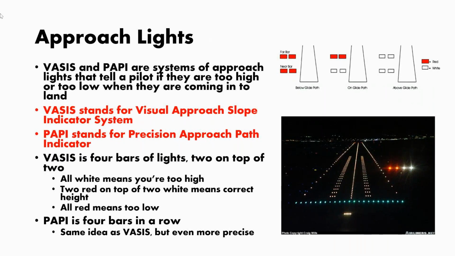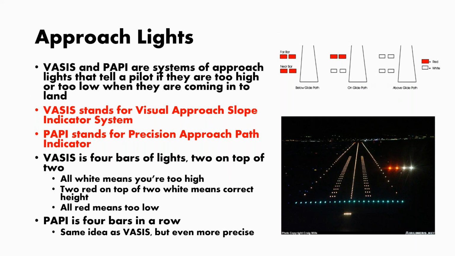Okay, so let's talk about approach lights. So approach lights, if you look in the picture in the bottom right, would be those 4 lights, 2 of which are red, 2 of which are white. And approach lights can either be what's called the Visual Approach Slope Indicator System, VASIS, or PAPI, which stands for Precision Approach Path Indicator System. The purpose of both is to tell you whether you're too high or too low when you're coming into land.